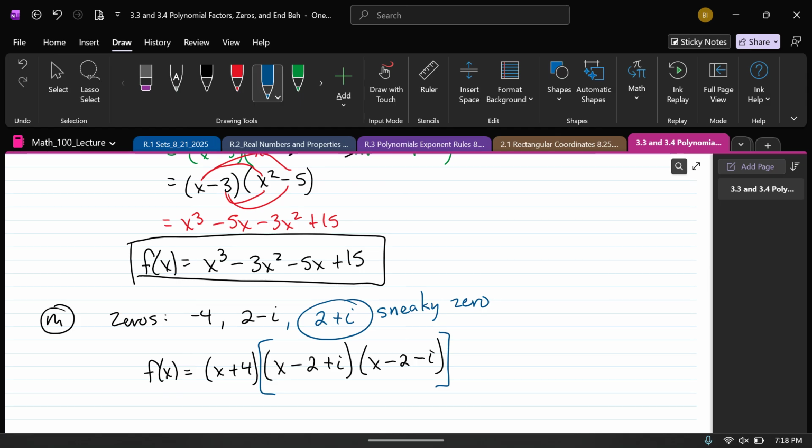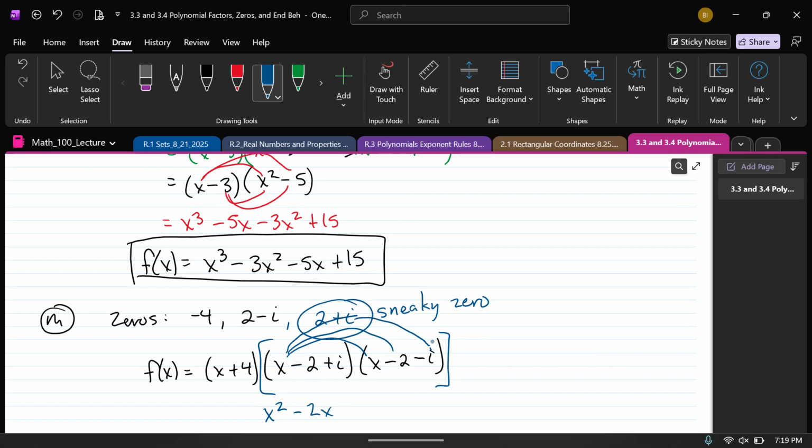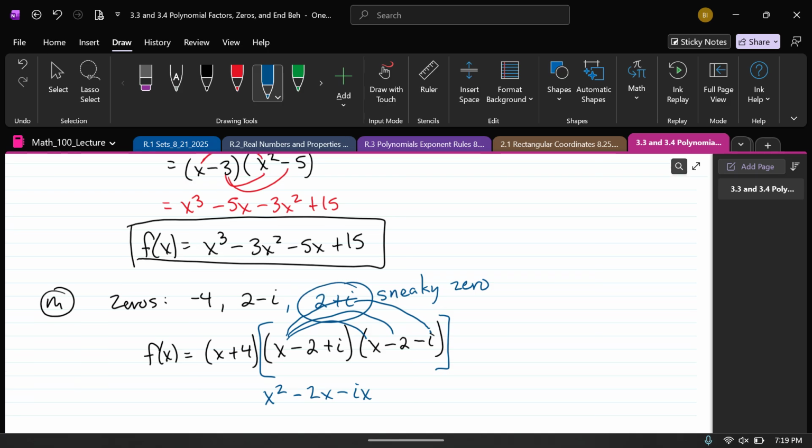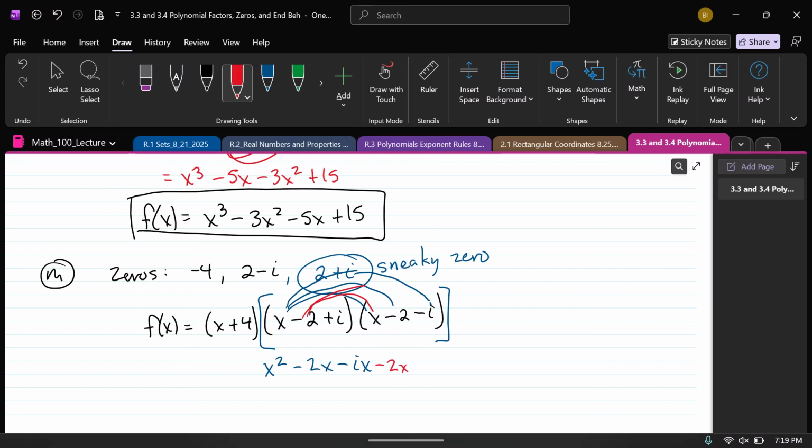So I'm going to multiply x times x. That's easy. That's x squared. x times negative 2 is negative 2x. And then x times negative i, that's negative ix. Now I'm going to multiply negative 2 times all of that. So that's another negative 2x. That's a positive 4. That's a positive 2i. So that's multiplying negative 2 times all of that. That's what's written in red there.